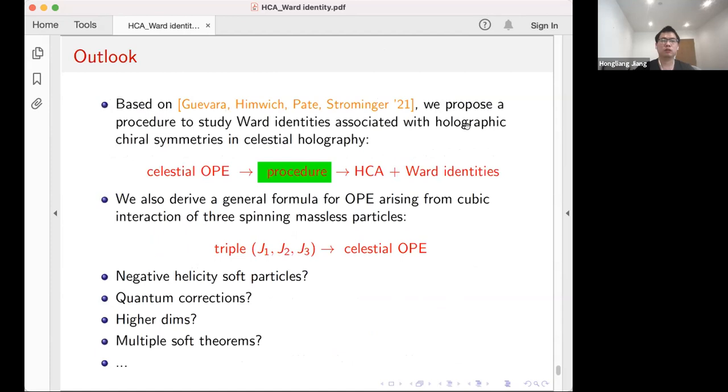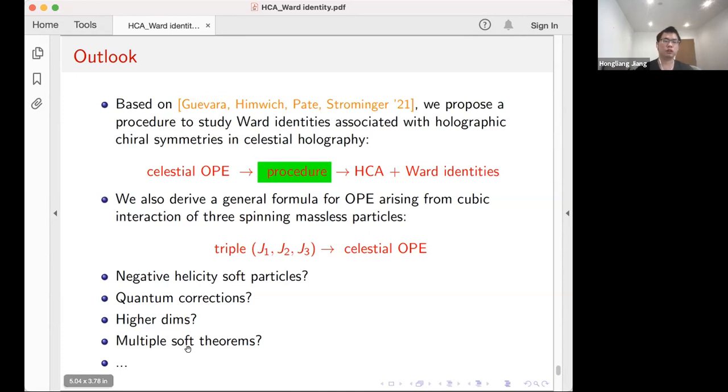Okay, finally, I can conclude now. So based on this work, we propose a procedure to study Ward identities associated to holographic chiral symmetries in celestial holography. So given any celestial OPE, we have a procedure to obtain the holographic chiral algebra as well as the corresponding Ward identities. We also derive a general formula for the OPE arising from the cubic interaction of massless particles. So once you specify the triple of helicities, J1, J2, J3, then I have a formula for the corresponding celestial OPE. So combining together, once you specify the theory, namely the triple of helicities as well as the EFT couplings, I can get the Ward identities in this theory.